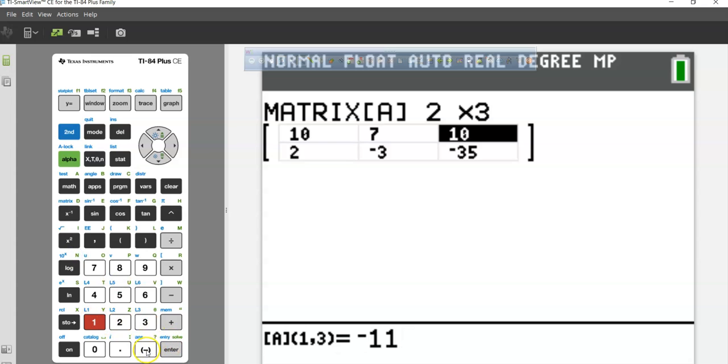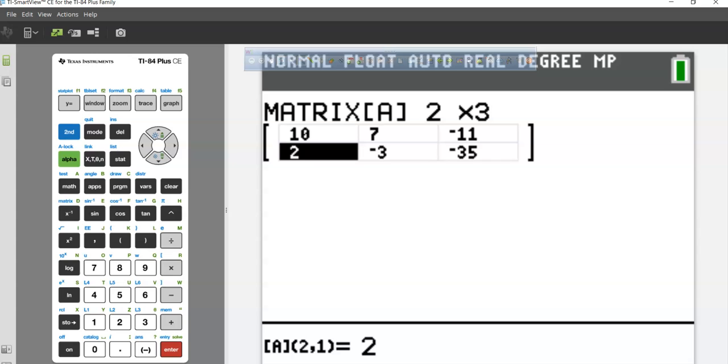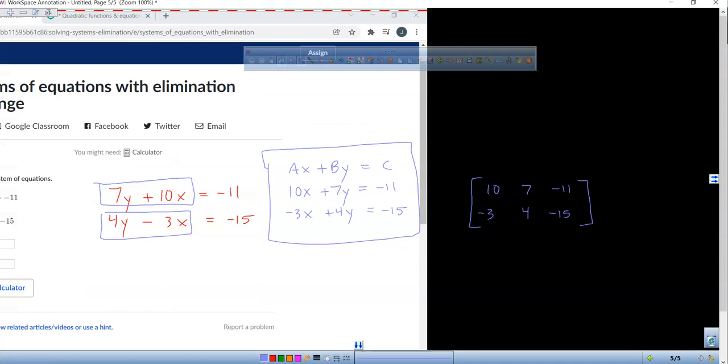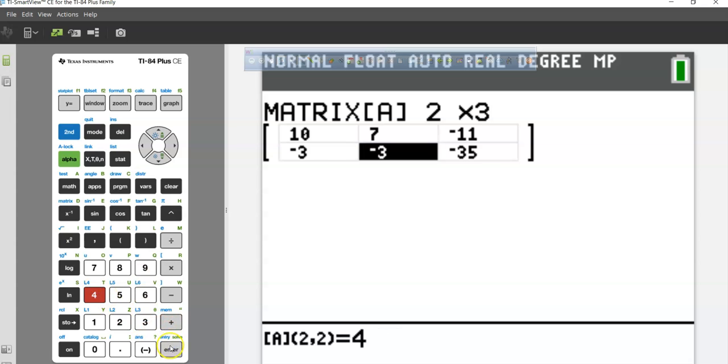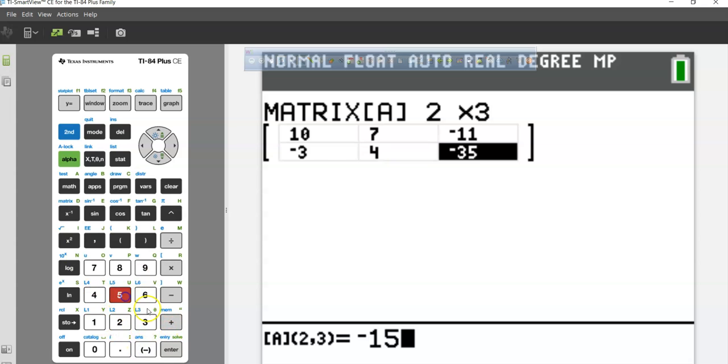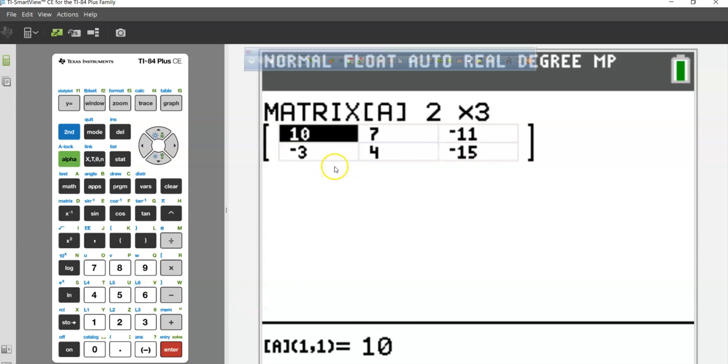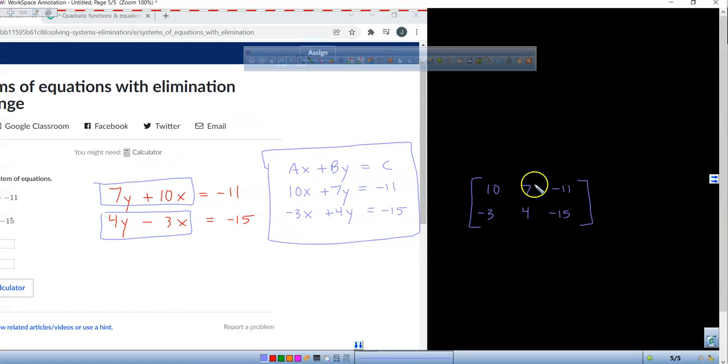Once again, make sure you use that negative sign, please. Bottom row, I'm going to type in a negative 3, a 4, and a negative 15. Negative 3, 4, and a negative 15. And that's what I put in right there.